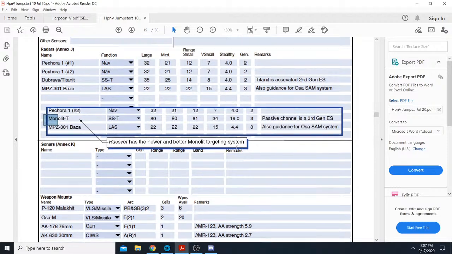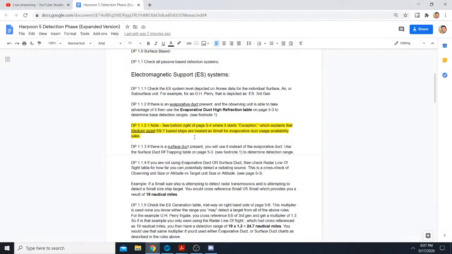Because this is an SST type, it's a targeting system type SS, it gets that little loophole where they're a medium originator, but they're treated as a small for evaporative duct, and that's because the Russians would put it lower. They knew, well, first of all, the system was designed for it too, but I also believe that they kept it lower in the center of the ship so that it would be able to take advantage of it. So that's a distinct advantage for being a Russian medium-sized ship with an SST. So does that make sense?